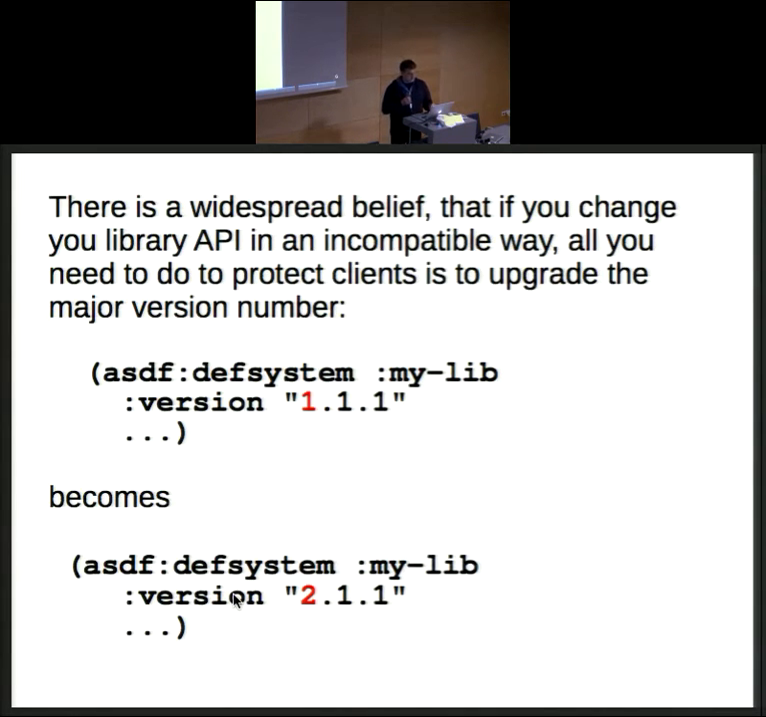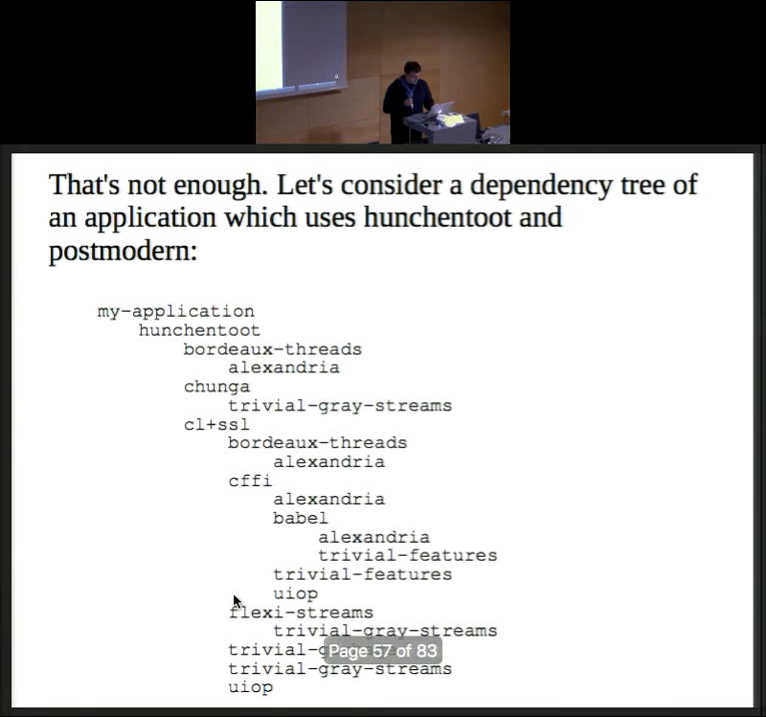Hello. There is a belief that when you change your library API in an incompatible way, all you need to do to protect clients of your library from breakage is to upgrade a major version number. Just change the major version number from 1 to 2. That's not enough. For example, let's consider a dependency tree of an application which uses Hunchentoot and Postmodern.